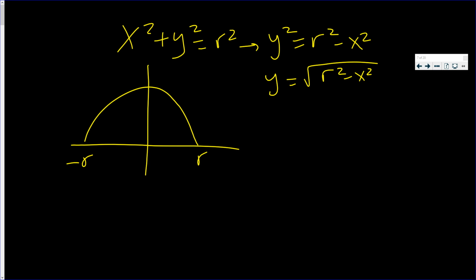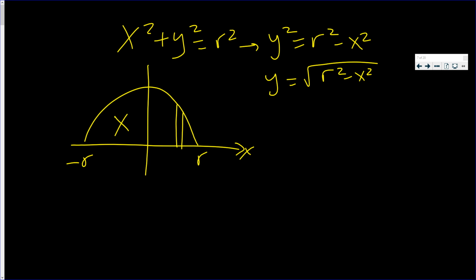So y squared is r squared minus x squared, and the upper half would be this. So what we have is, and I won't mess up this time, negative r to r. Now, we want to rotate this around the x-axis. There's no point in doing that half, because I'll just double it.